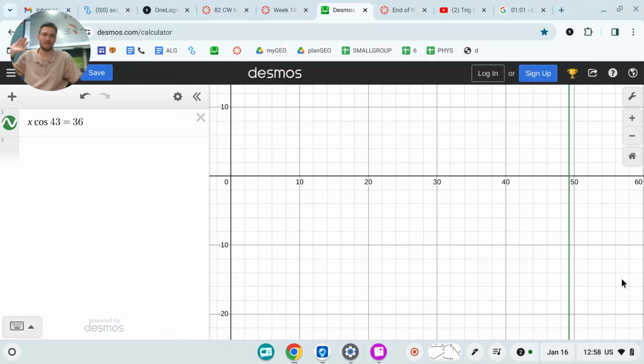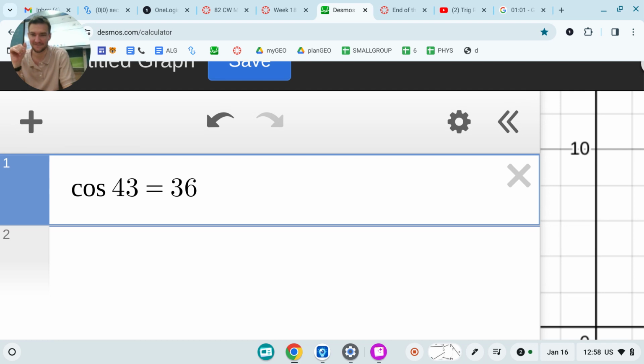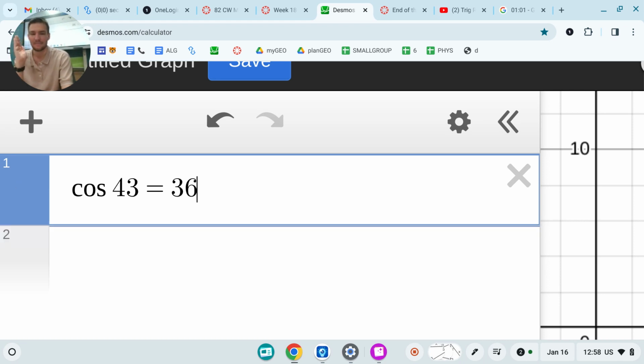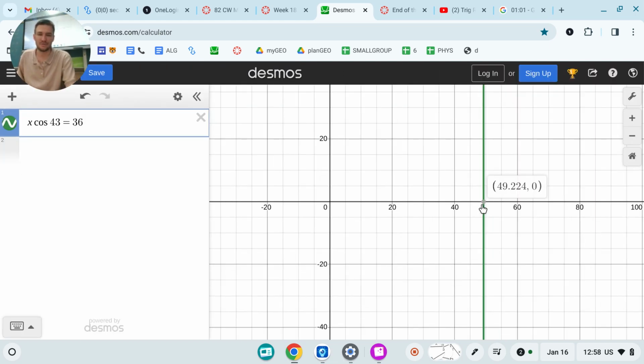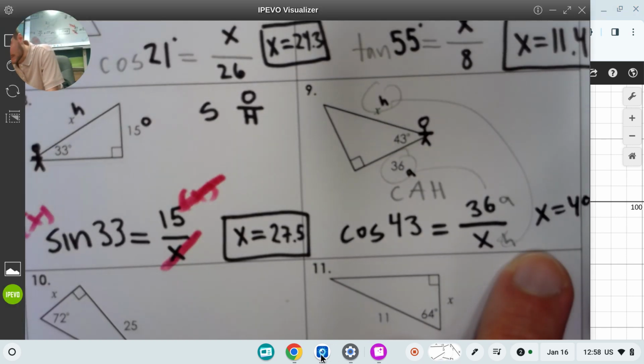Yep. So look, I'll show you again actually because I showed you a couple times here, but it starts out like this. Desmos doesn't like dividing by x, so we just press backspace, backspace. We go all the way to start, and we press the X button. We don't change the cosine, we don't change the 43, we don't change the 36. And Desmos will then let you select it, and this one is 49.2. X equals 49.2.